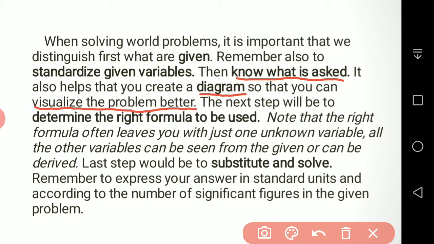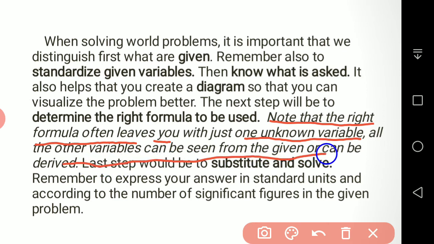The next step will be to determine the right formula to be used. Ano yung note natin kapag i-determine yung right formula? Sabi dito, note that the right formula often leaves you with just one unknown variable. So, isa lang yung hinahanap na variable, as all other variables can be seen from the given or can be derived. So, isa lang yung unknown na variable. At most of the time, yung unknown variable ay yung hinahanap mo.